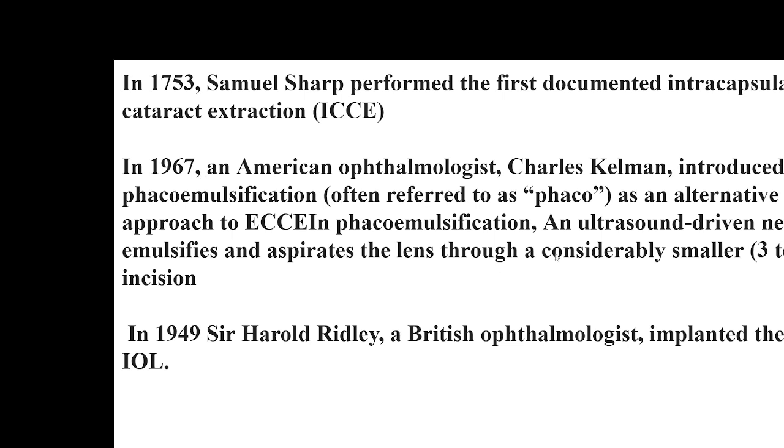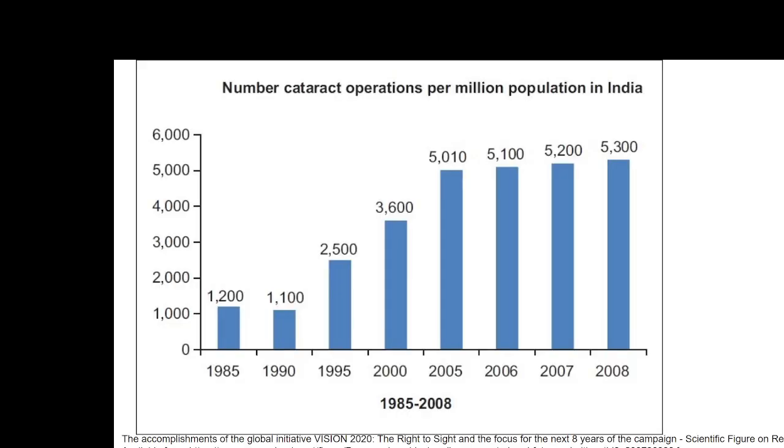An American ophthalmologist called Charles Kelman introduced phacoemulsification as an alternative approach to intracapsular extraction or extracapsular extraction. The only difference is he used an ultrasound-driven needle which is much smaller, thinner, and hence the injury to the eyeball would be smaller. Whereas with Sushruta, the incision would be larger because the rod would be thicker. In 1949, the intraocular lens was introduced, and now it's the intraocular lens which is more popular than the emulsification. Phacoemulsification now is banned.